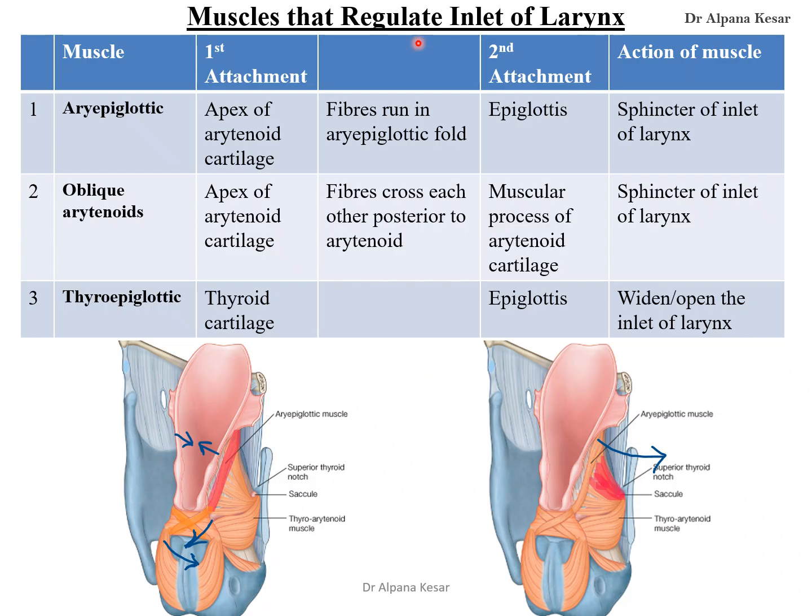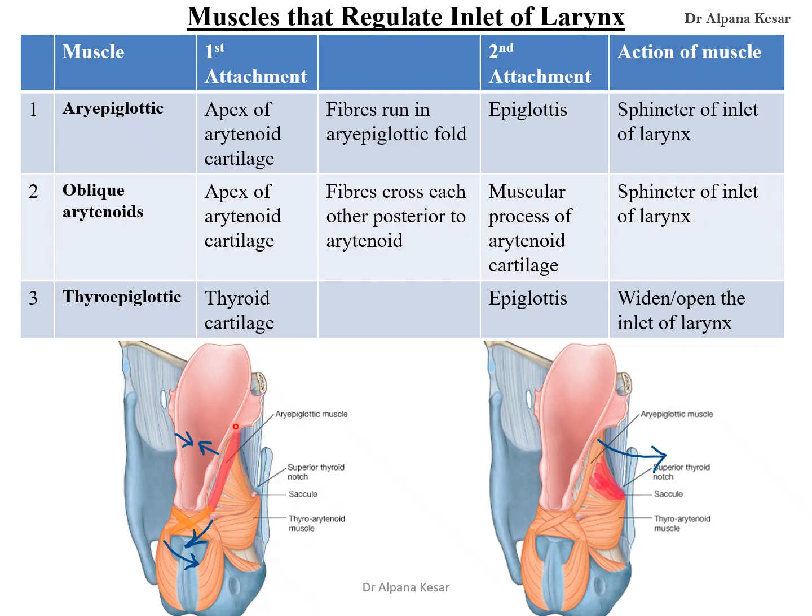Muscles that regulate the inlet of larynx. There are three muscles that regulate the inlet of larynx. They are aryepiglottic muscle, which is this, oblique arytenoid, these, and thyroepiglottic muscle, which is this.